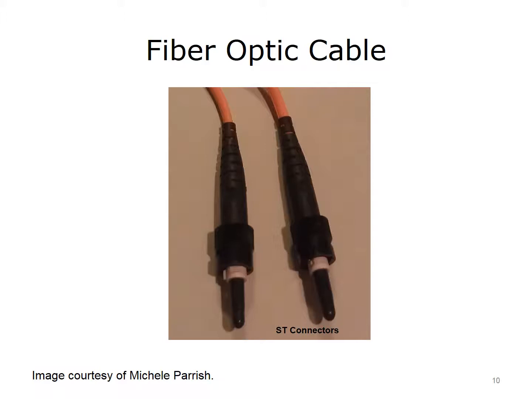Signals transmitted over fiber can experience optical loss, which is similar to attenuation for copper cables. Many different types of connectors are used for fiber optic cable. Two of the more commonly used are straight tip, ST, and subscriber connector, SC connectors.